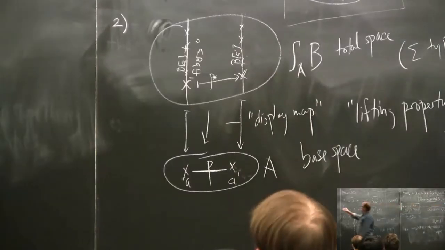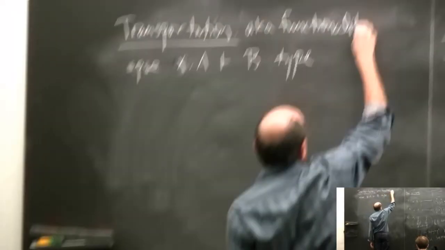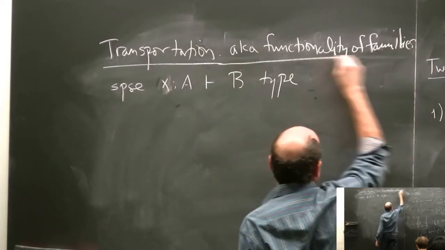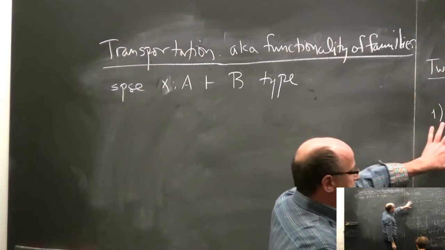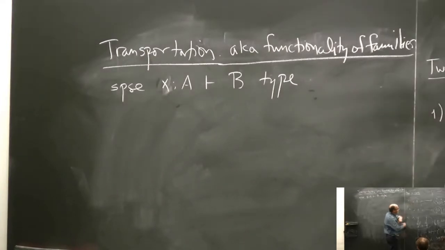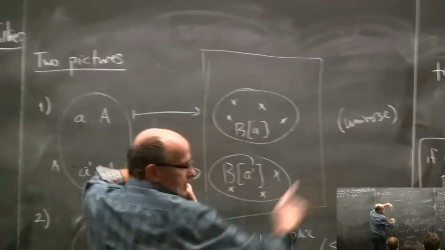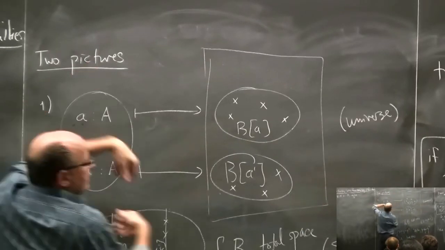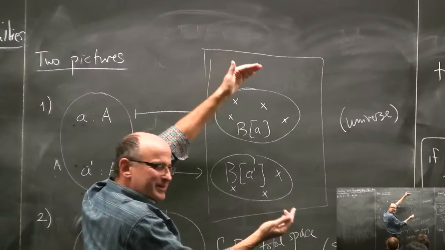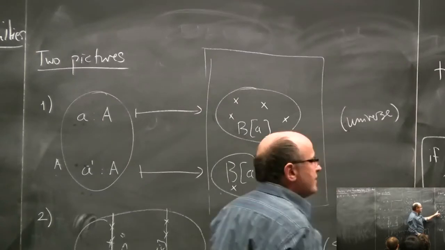So transportation could also be thought of as functionality for families. And that terminology of functionality for families is more motivated by this picture. If we think of ourselves as having a function from A into the universe of all possible types, then I want equal arguments, as I did over there with simple functionality, to give me, well, that's the issue, equal types, whatever that means. That's the whole issue. What does it mean to be equal types?